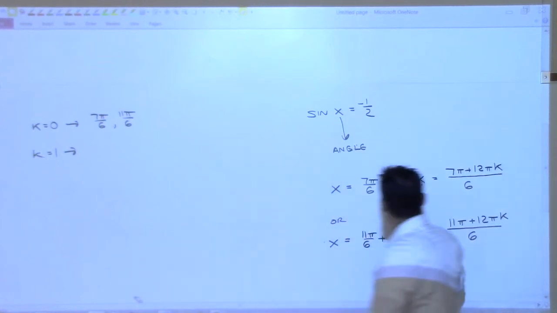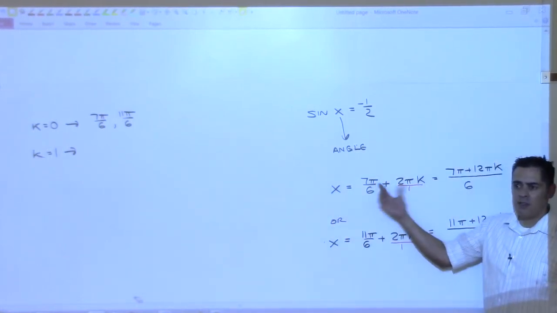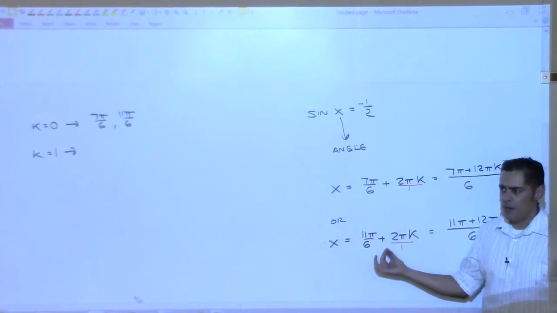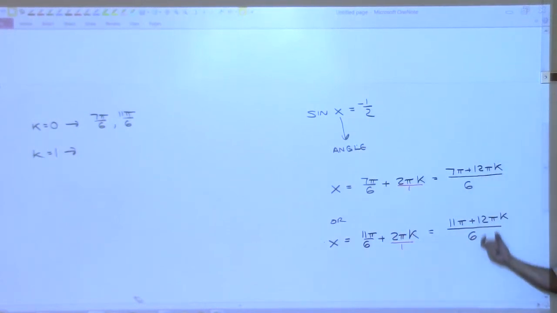Well, then you have to do, what, 2 pi plus this? So you have to get a common denominator and put them together. 2 pi plus this, common denominator. But if you write it in this form instead, it's already put together. So if I put 1 in here, what would I get? 7 pi plus 12 pi, 19 pi over 6. And this one would be 23 pi over 6.